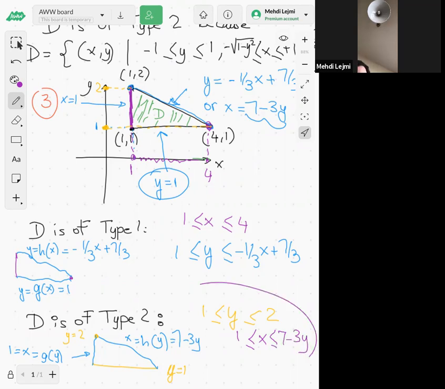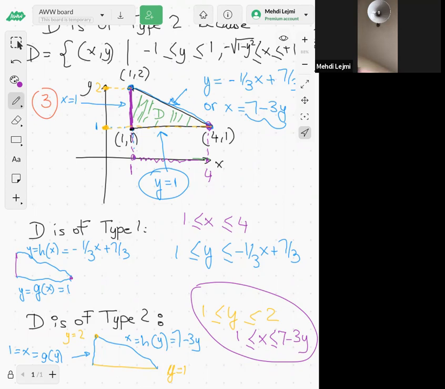Right? So that's why D is also of type 2. Any other, is there any question, guys? Anyway, on all these examples, all these regions are actually of both type 1 and type 2. I think the last question was about the annulus.